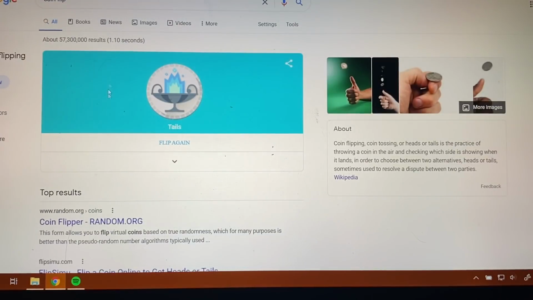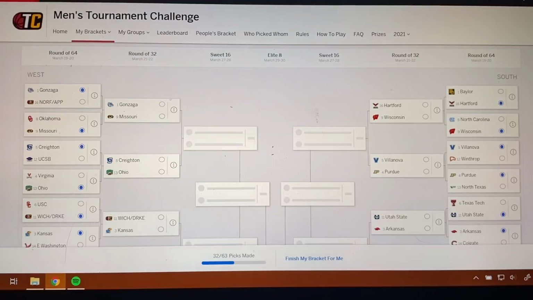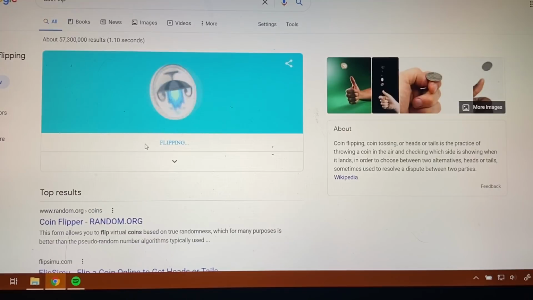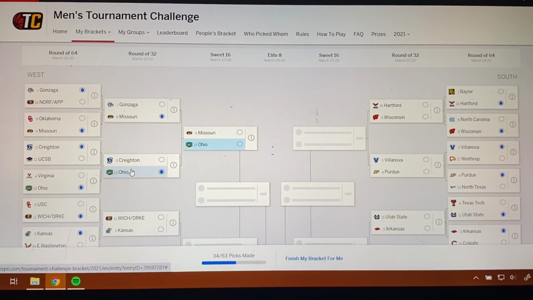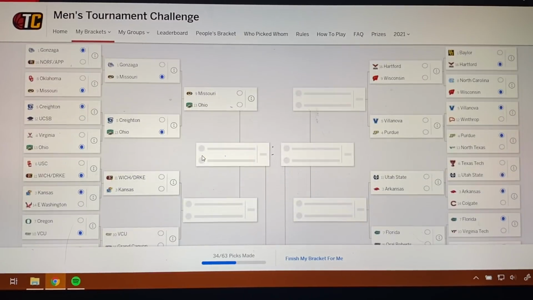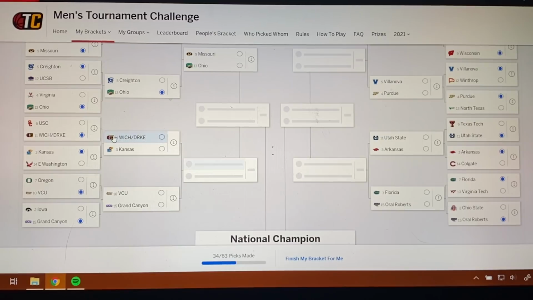Gonzaga versus Missouri for a spot in the Sweet 16. We have Missouri upsetting the 1 seed in Gonzaga. So we have Missouri here moving on to the Sweet 16. Creighton versus Ohio next. Will we have a double-digit seed in the Sweet 16? We will. Okay, Ohio. So our first double-digit seed in the Sweet 16 is Ohio. Scooting down a little bit here, Wichita State and Drake in Kansas. So we're actually rooting for heads here because heads is the team on top.